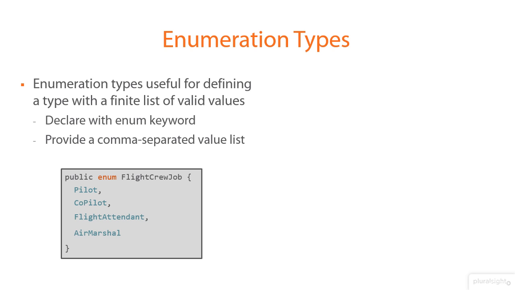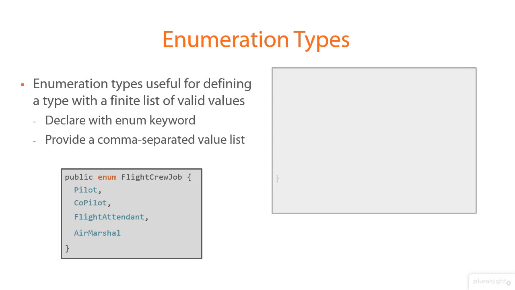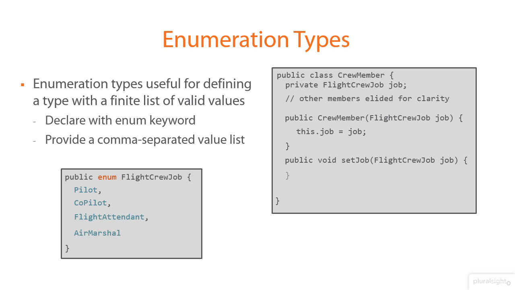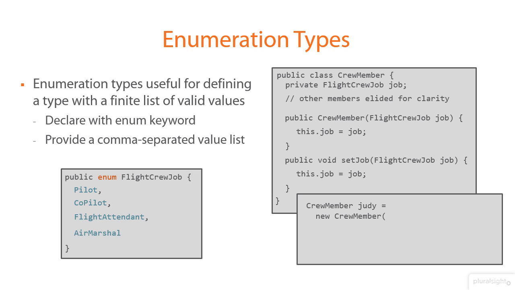So now we can use flight crew job as a type. So let's say we introduce a new class here called crew member. Crew members have a job of type flight crew job. So we can go ahead and set that as part of the constructor of crew member, as well as we have a setter to change the job of a crew member. So now if we go off and create an instance of crew member, called Judy, one of our new crew members, we can give her a job. So we'll say she's a co-pilot. So notice the way we do this is we use the name of the enumeration dot one of the values. So we've created Judy to be a co-pilot.